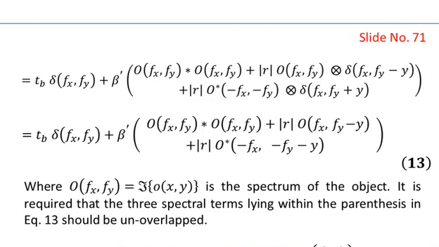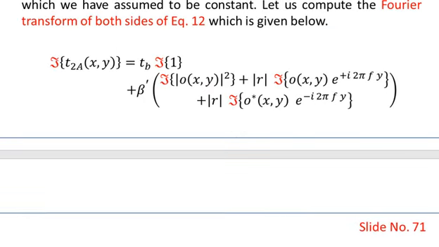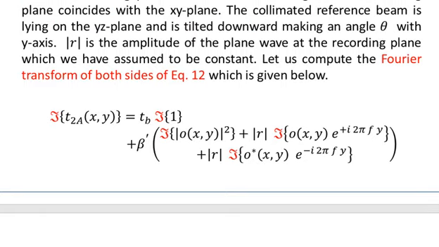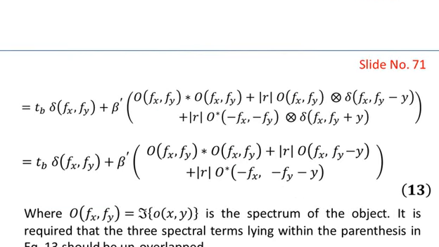So please make one correction over here in equation number 13. That is, it should be fy minus f. This f, you know that we have f over here. This f is the spatial frequency of the fringes. So this f, which is present in the exponent in this equation, rather than y over here, it should be f. So delta of fx comma fy minus f.